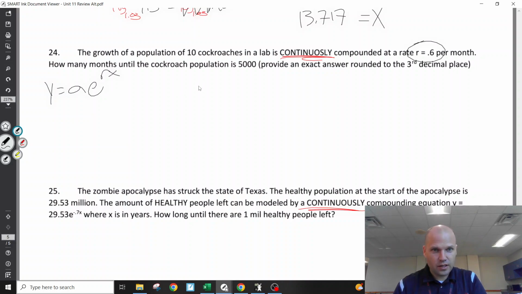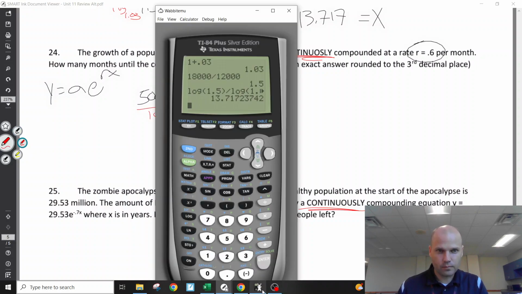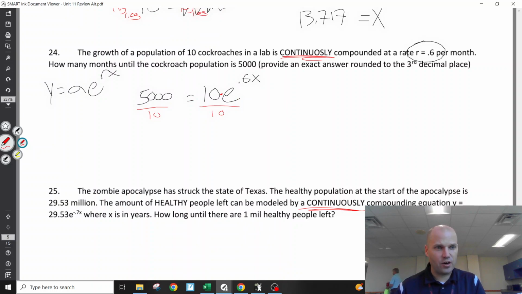You start with 10 cockroaches, compounding continuously at a rate of 0.6 per month. We're not going to worry about changing any formulas. How long until the cockroach population is 5,000? This answer might scare us. Make sure you understand it's 10 times. So I'm going to get rid of the 10 by dividing. I get 500.